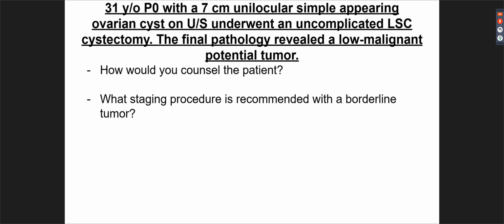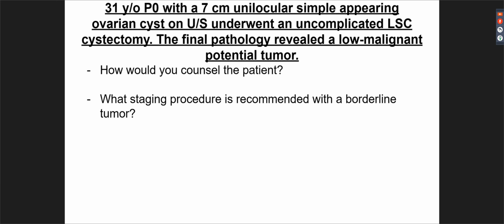So she is nulliparous. Will they have to take her back to the operating room to stage her? With her, she is nulliparous. After having a full discussion with her, that the chance of this tumor being malignant is low at this time. And is she concerned about a malignancy at this time versus is she more concerned about preserving her fertility? We'll need to have a full discussion with her about that.